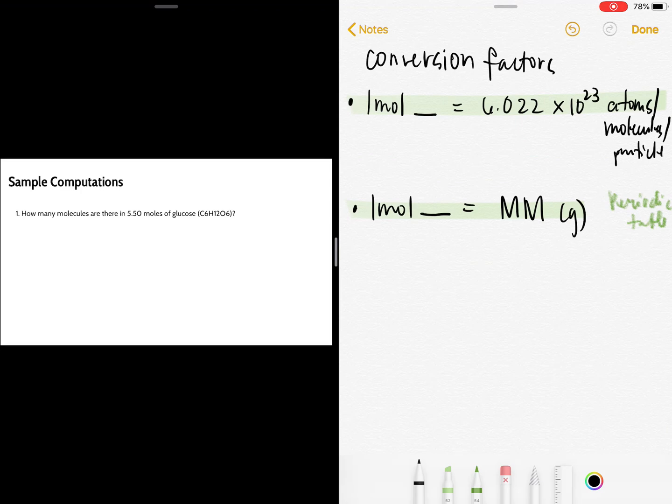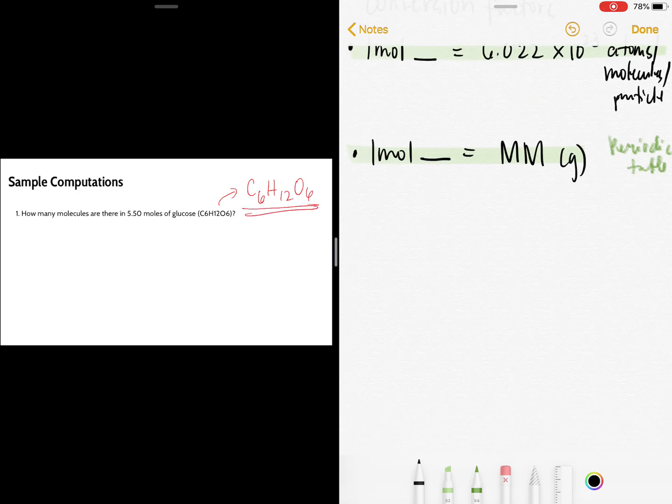So, in this question number 1, you are asked, how many molecules are there in 5.5 moles of glucose? The chemical formula for glucose is this one. Please note, no, na subscript yung mga iyan. Sa PowerPoint kasi wala silang feature na malalagay mo siya as subscript. Kaya ganyan ang itsura niyan. Pero ganito talaga dapat siya, no? Okay, when you encounter problems, the first thing that you need to do is read it twice. How many molecules are there in 5.5 moles of glucose?